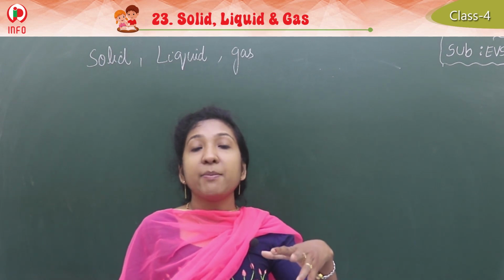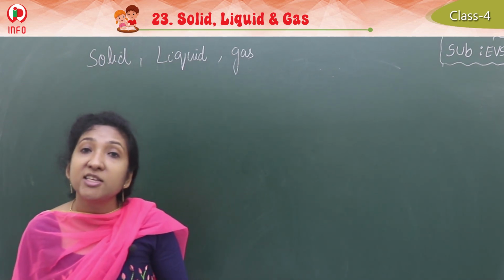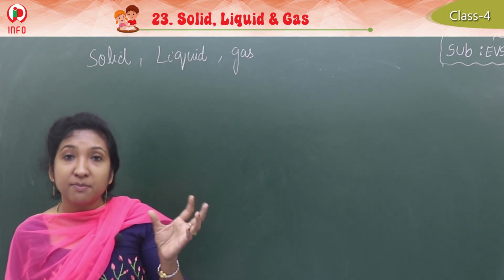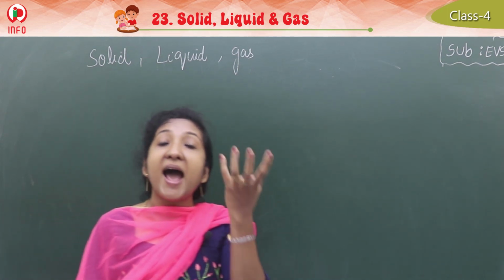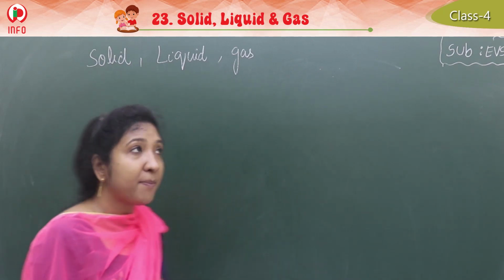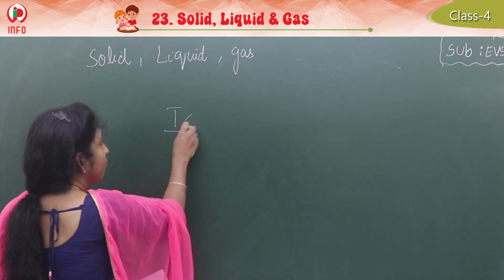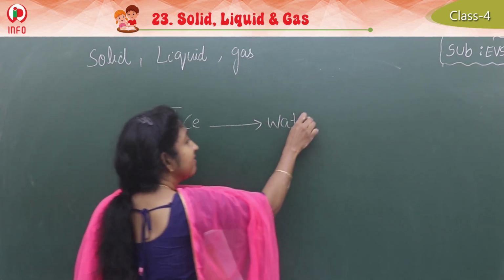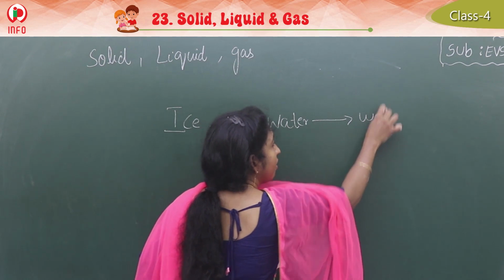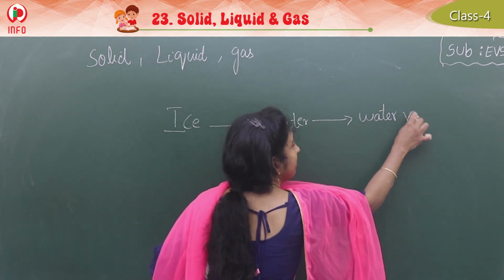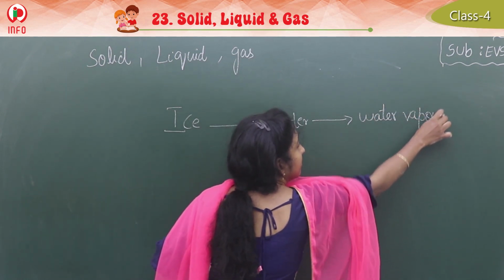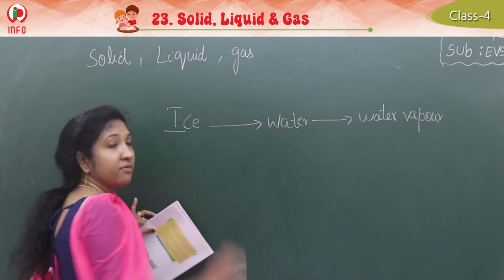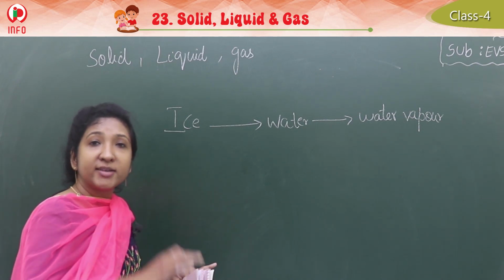Now, we learned that the states of water are interchangeable. It means when we melt ice, what happens? Yes, ice when we melt changes into water. Then water when we heat changes into water vapor. So this shows that in all the states, the nature of water remains the same.